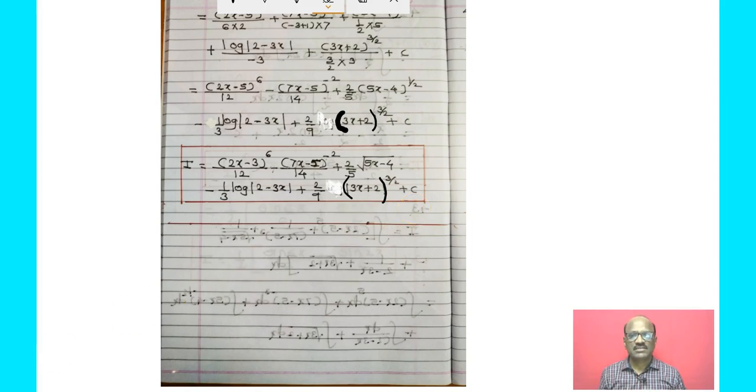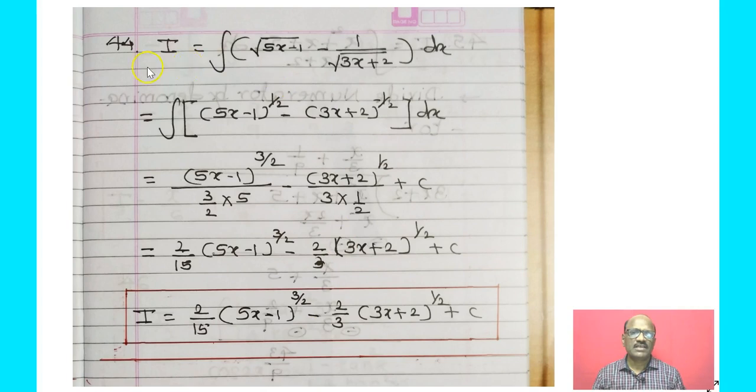Now next is problem number 44. I is equal to the integral of root of (5x minus 1) minus 1 upon root of (3x plus 2) dx. That is the integral of (5x minus 1) raised to 1 upon 2 minus. This is the denominator, it becomes 1 upon (3x plus 2) raised to 1 upon 2, and to the numerator it becomes minus (3x plus 2) raised to minus 1 upon 2 dx.